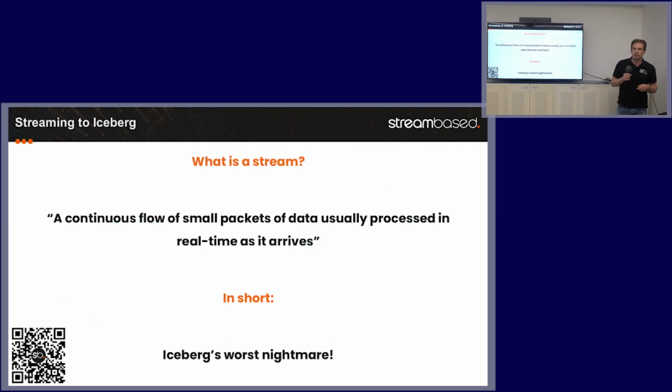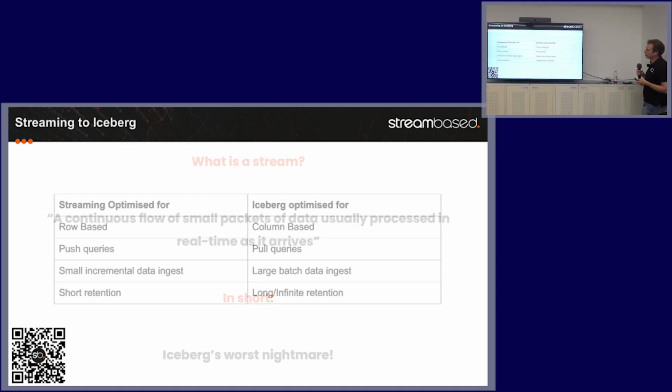Before we do that, though, let's go really back to basics and ask what is a stream. We have our continuous flow of small packets of data, usually processed in real time as it arrives. Works great with Kafka. I can shorten that definition down to Iceberg's worst nightmare. That's entirely the opposite of what Iceberg wants to see.